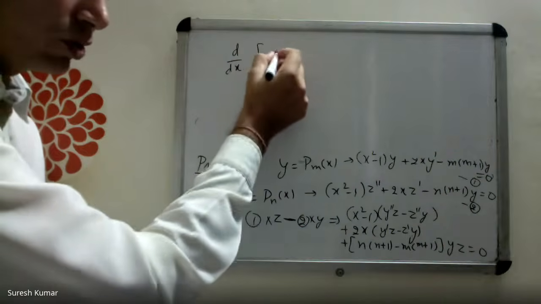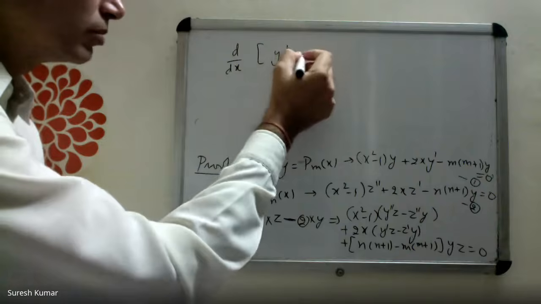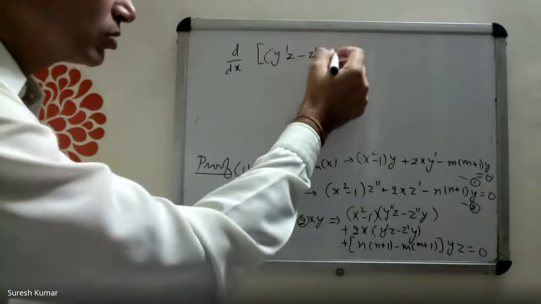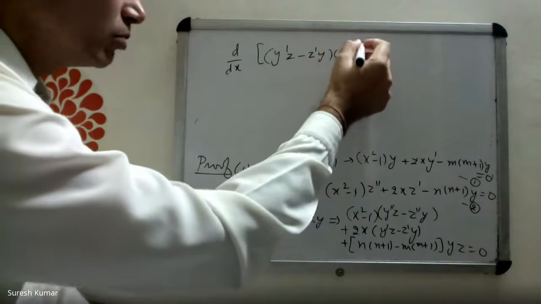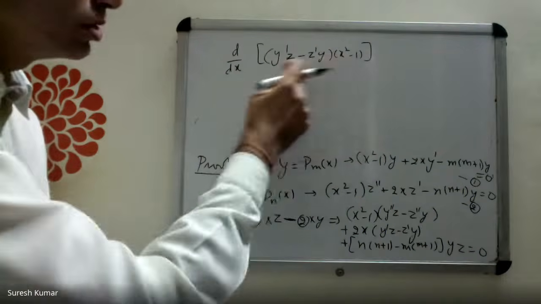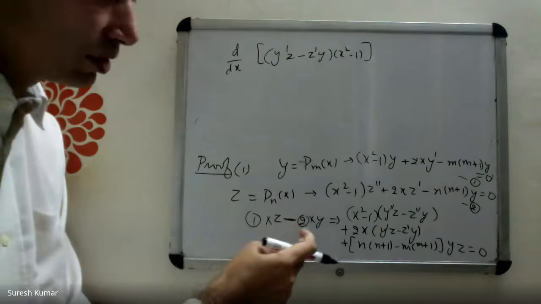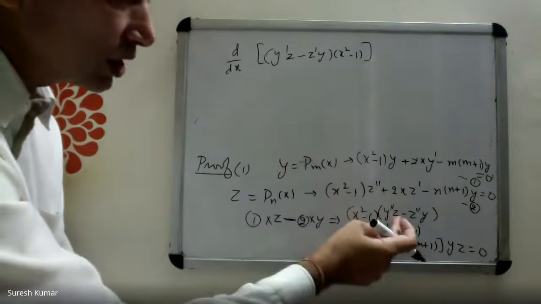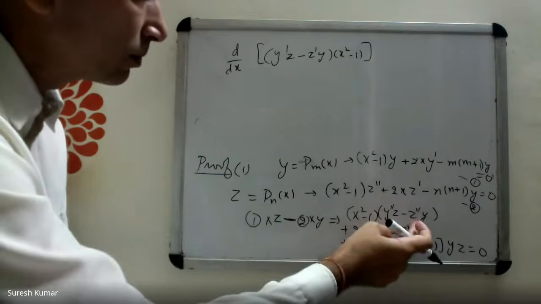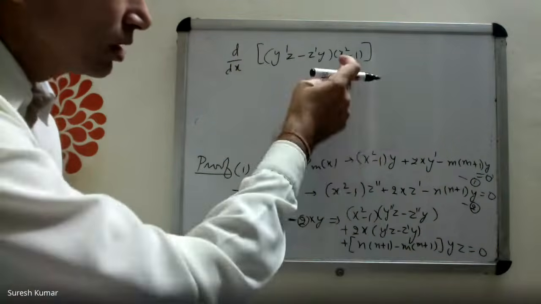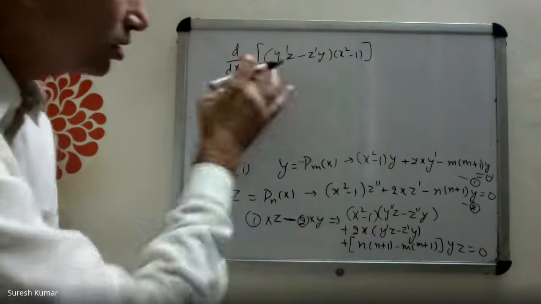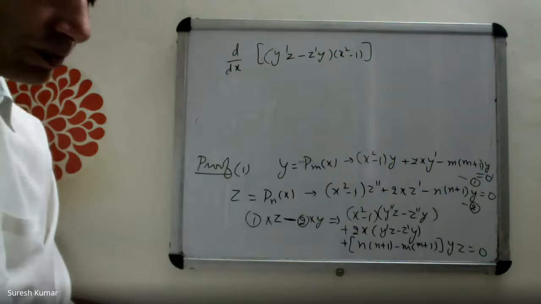Derivative of (y prime z minus z prime y) into (x square minus 1). This is simple to see. If you differentiate it using the product rule, x square minus 1 as it is, derivative of this you can check is this expression, plus derivative of x square minus 1 is 2x, and this as it is. So I have just written it in terms of a differential.